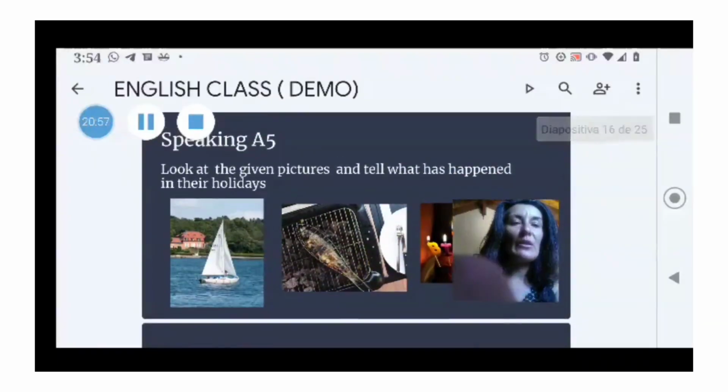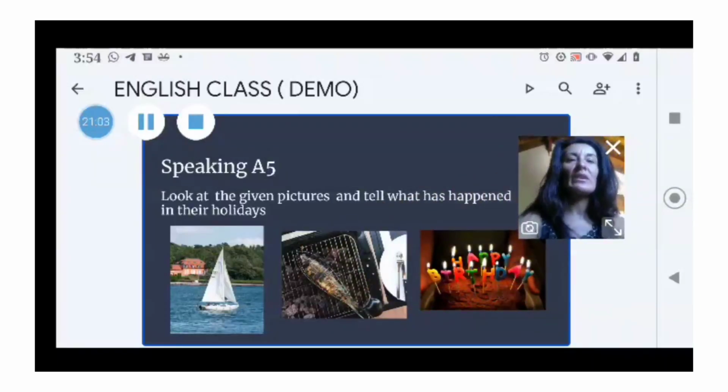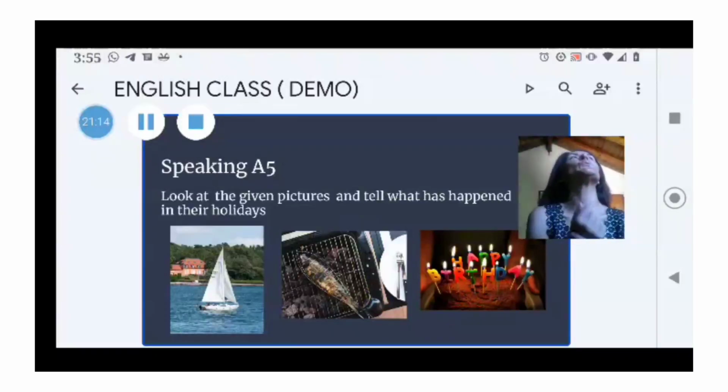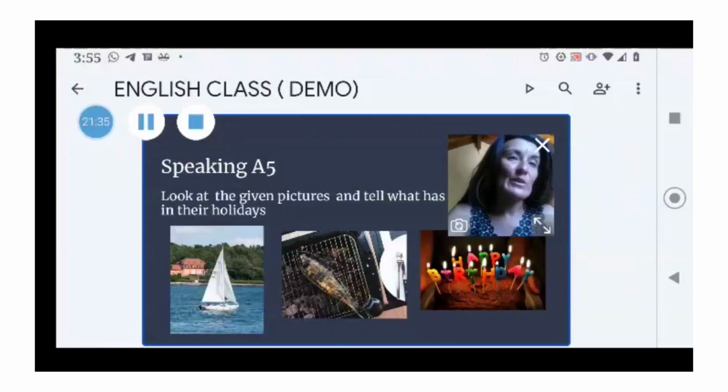Speaking 4. Here we go back to speaking. I do not forget the speaking. Looking at the given pictures, the student has to tell what happened. They have to create a short story by speaking and using the pictures as connectors of the story. So they will start on a sunny day, sailing in a boat, and they will continue with the pictures to finish a clear story.